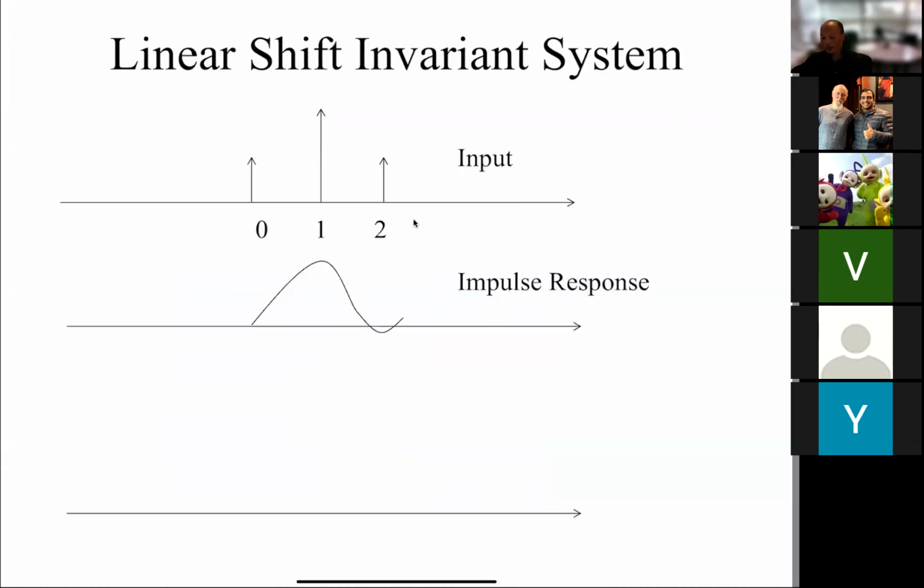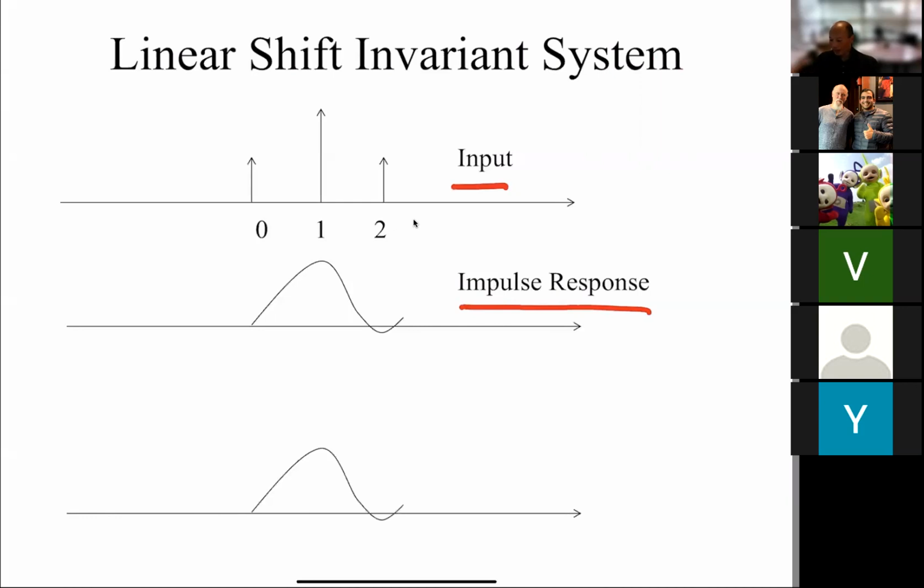So the nice thing about a linear shift invariant system is that I only need one impulse response, because the impulse response doesn't depend on where the impulse was. So in this case, I have some input shown here on the top, and I only need one impulse response now because it's shift invariant, right? If it wasn't shift invariant, then for every impulse, I would need a different impulse response. But because it is shift invariant, I only need one impulse response.